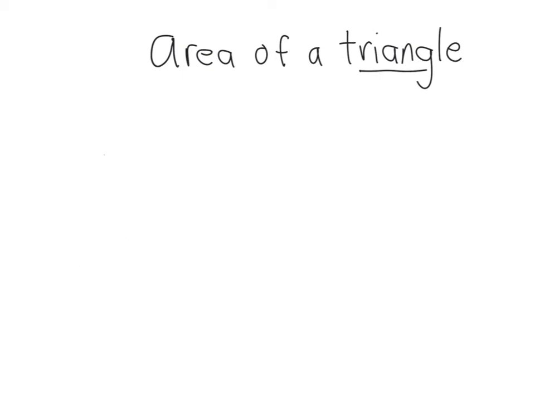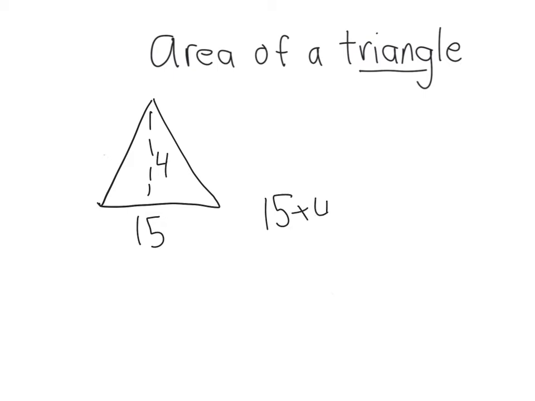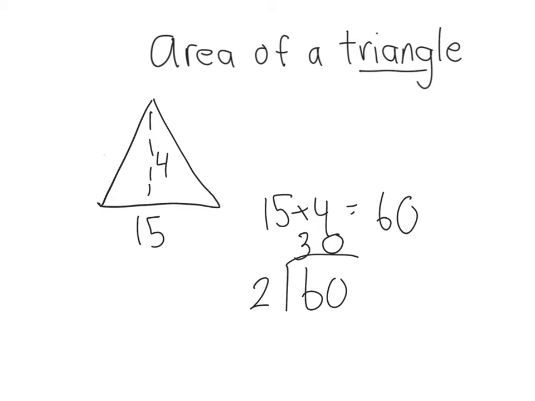Okay, so let's try another one. So again, the height is the dotted line. The base is going to be the bottom. My base is 15, and my height is 4. So that means I would do 15 times 4, which is 60. And then once I get my answer, I have to cut it in half, or divide by 2. 60 divided by 2 is 30. So my area would be 30.